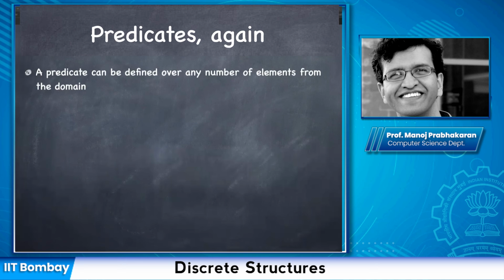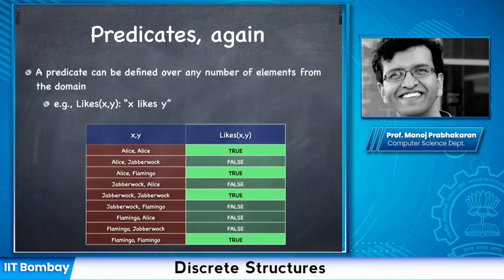So we thought of the domain as just Alice, Jabberwock, Flamingo. But here is another way to think of the domain if you want to define a predicate over two elements. So here is a predicate likes(x, y), by which I want to signify that x likes y. And since there are two parties involved now, I need to write the value of likes(x, y) for every pair x, y.